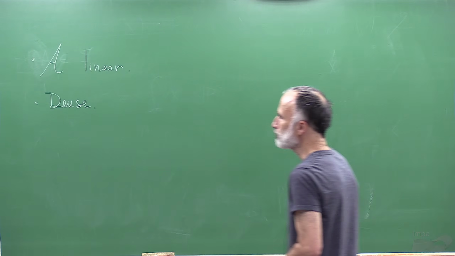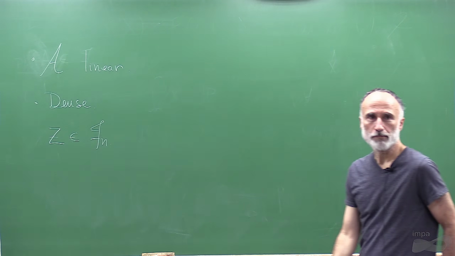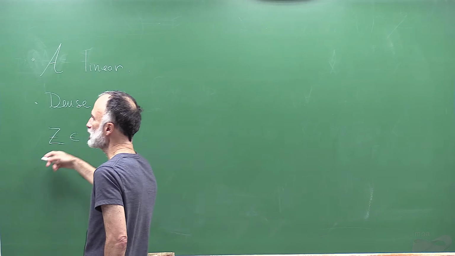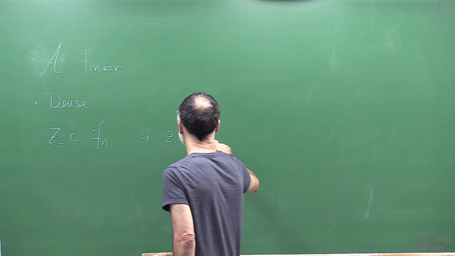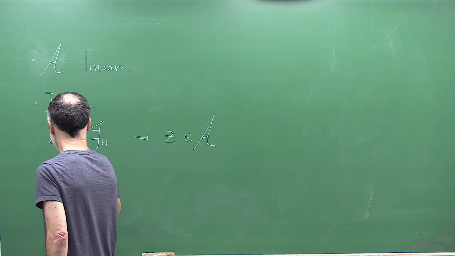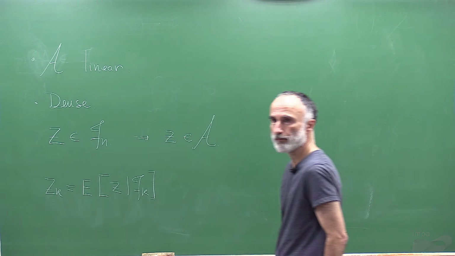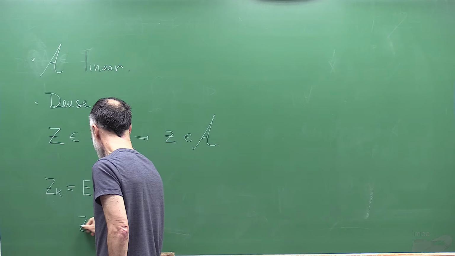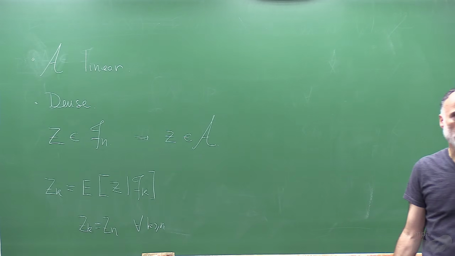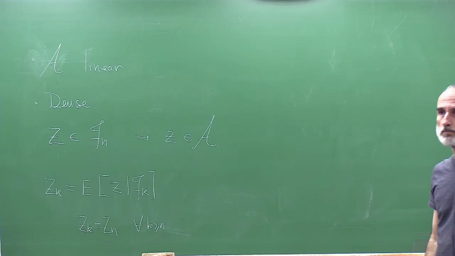Okay, so let's do the following. Let's take z in Fn, so z in L1 and measurable with respect to Fn. Now I claim that z belongs to A. Why is that so? Because if I take zk to be the conditional expectation of z given Fk, since z belongs to Fn, after n, zk is equal to zn, and therefore zk converges almost surely to z. You agree with that?